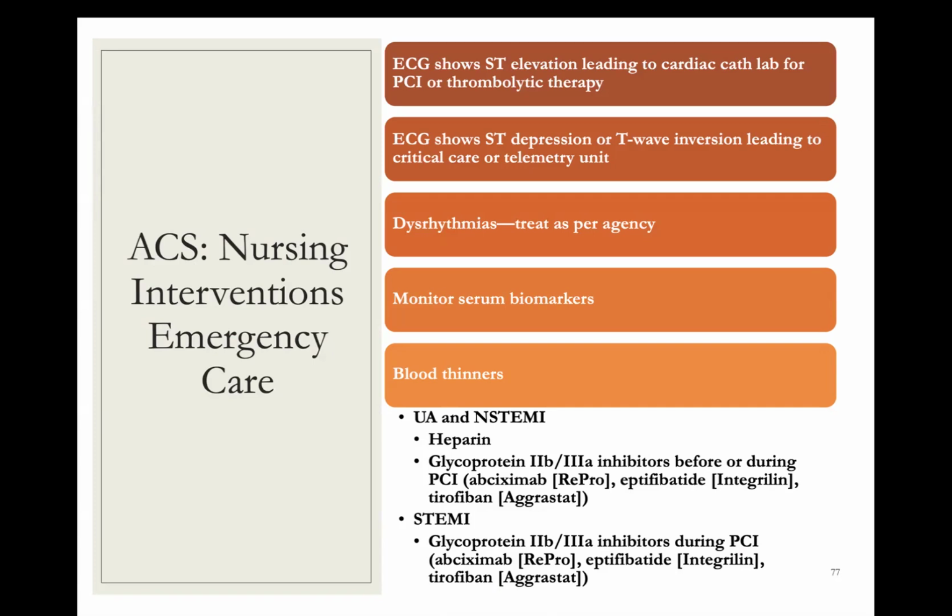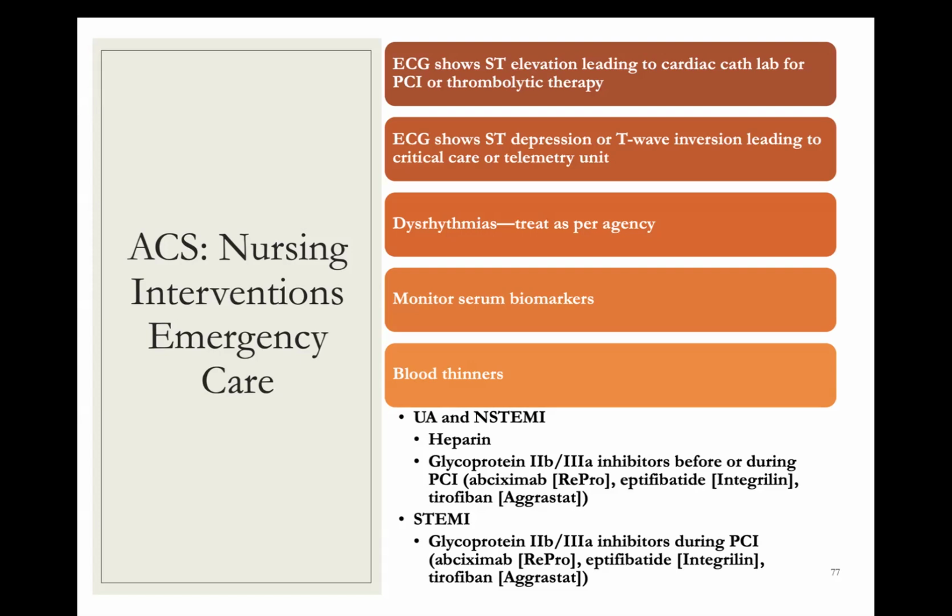All right, some nursing interventions for emergency care of chest pain patients with acute coronary syndrome. If the ECG shows ST elevation, make sure to activate whatever the protocol is for the cath lab to get ready. If the ECG shows ST depression or T wave inversion, make sure that we're getting the patient to critical care or a telemetry unit as soon as possible.